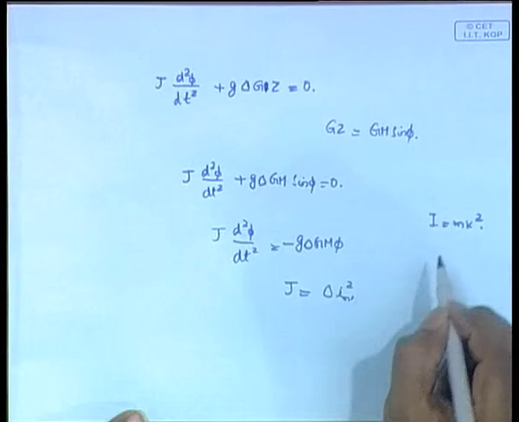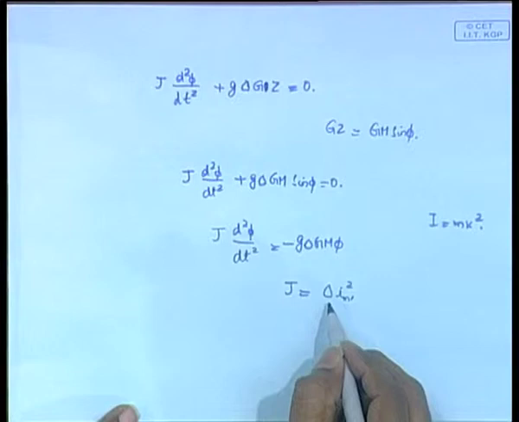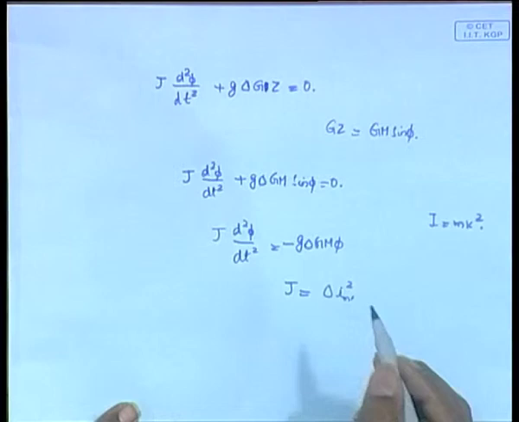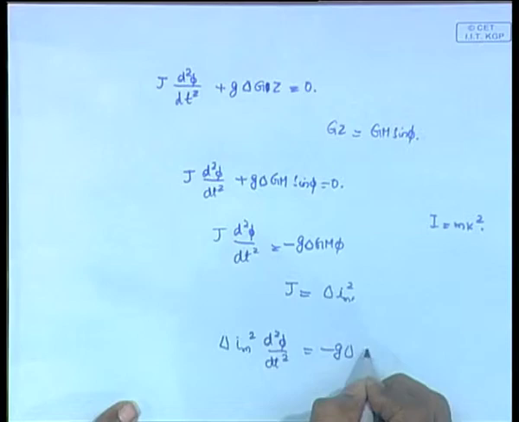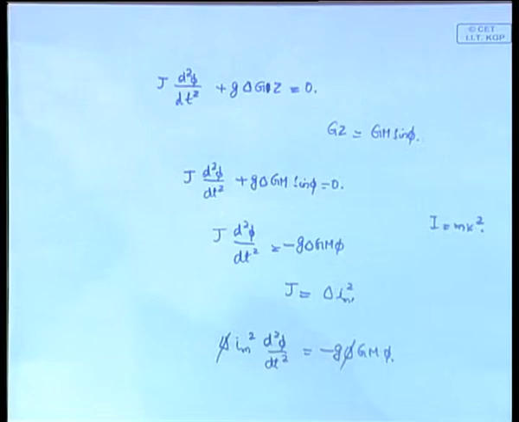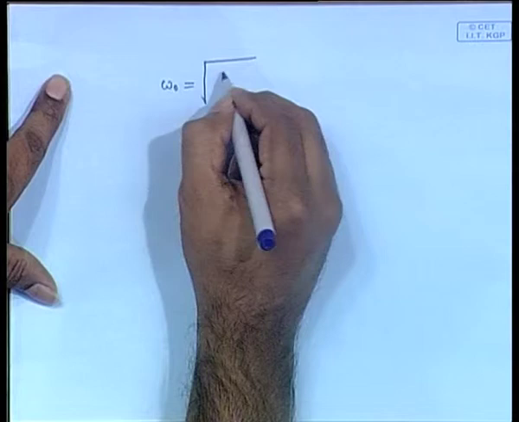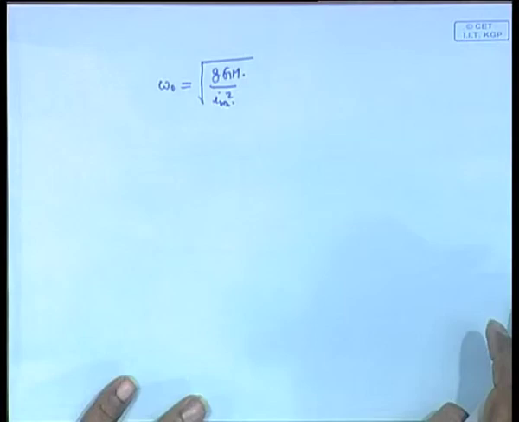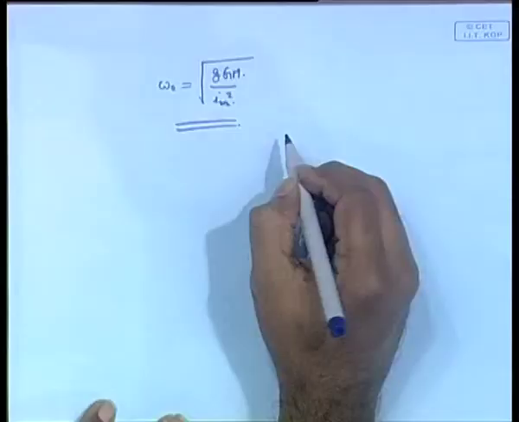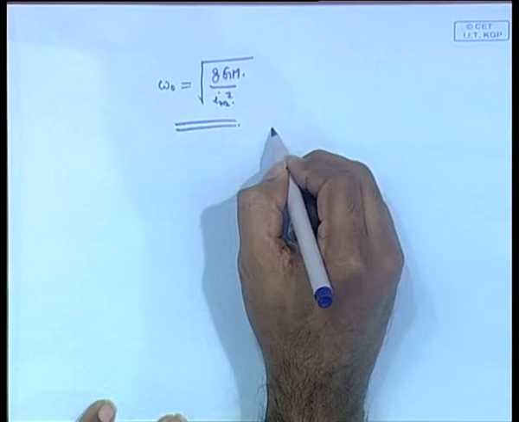So this J, if you write it like this, delta is the mass of the ship in tons probably. And k is the radius of gyration, and that squared. So this is J. We write it as k squared into delta into d square phi by dt square equals minus g delta g m phi. So delta gets cancelled out. From this we can get an expression for the frequency of the rolling. That is given by omega 0 is equal to root of g g m by k squared. This is the expression for the frequency of rolling, or from this you can get the time period, 2 pi by omega will give you the time period. So this gives you the frequency of the rolling motion.